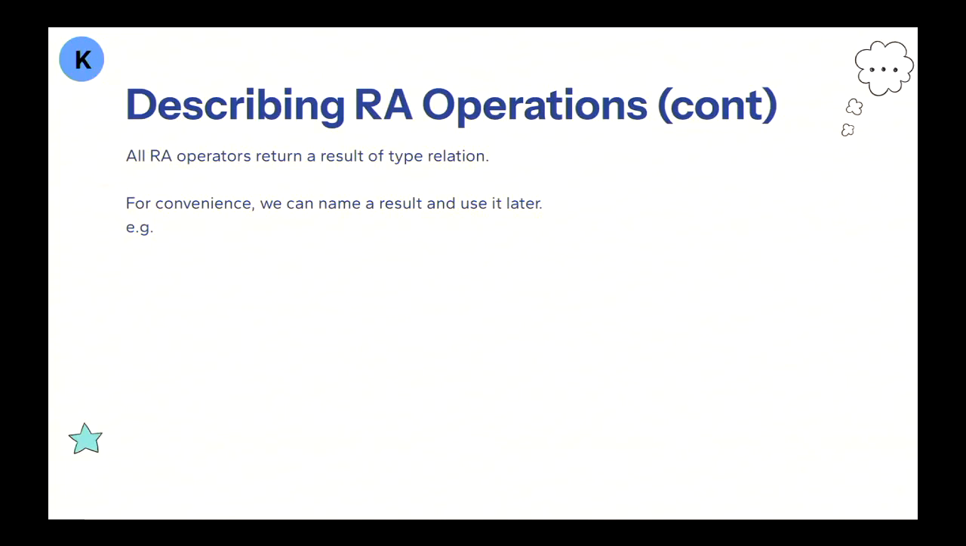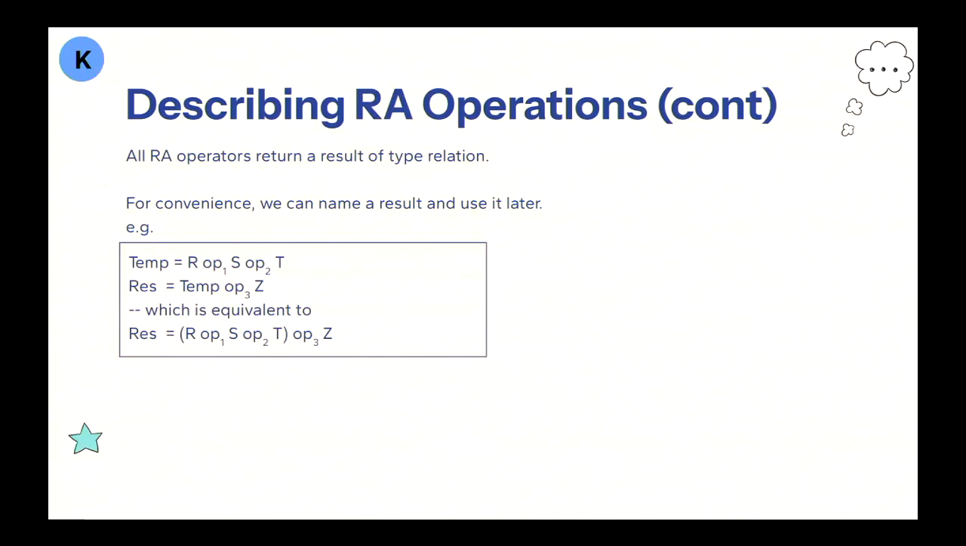And here is some more information for you to take note of. Our relational algebra operators return a result of type relation. So it's a collection of tuples. And for convenience, we name the intermediate result, and we can use it later. So this is an example. We can give a name to the intermediate result of some operations, and then we can use it later. This is just for clarity.